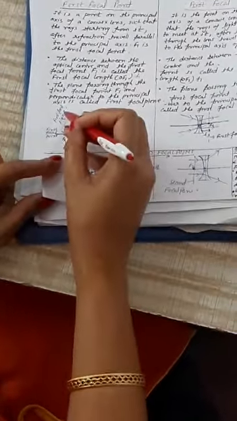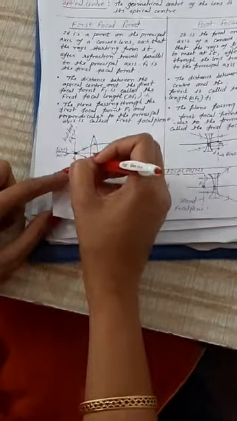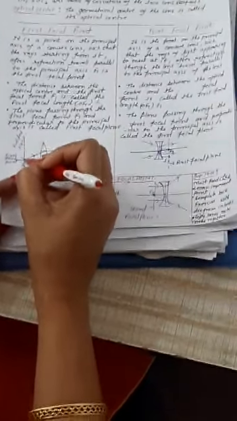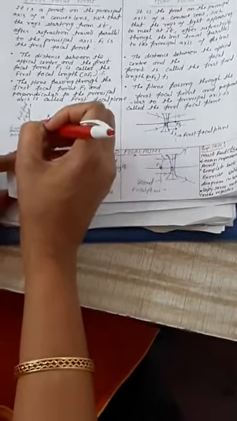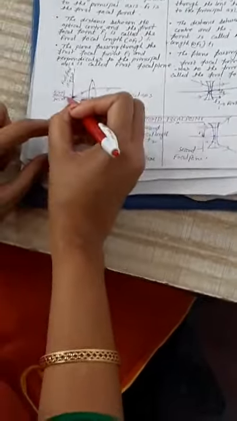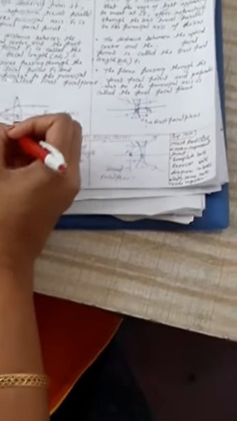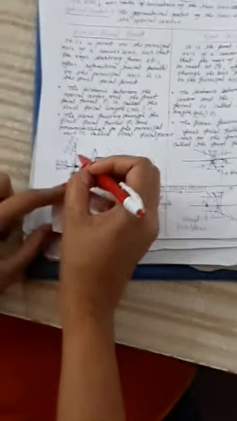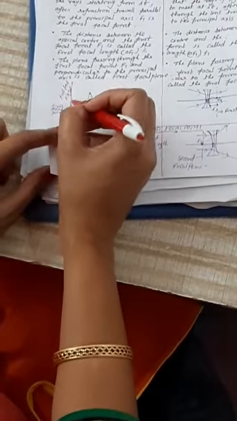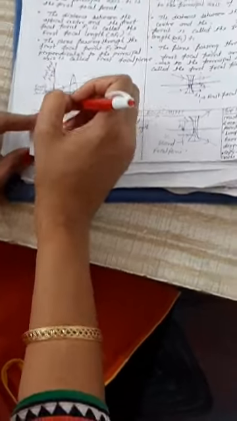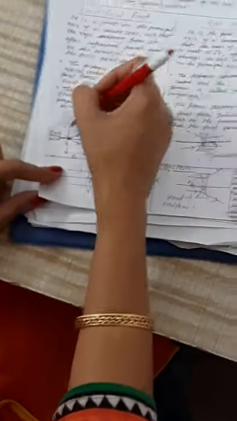A line that passes through the first focal point and is perpendicular to the principal axis. See, this line passes through the first focal point and look at this principal axis. How are they? They are perpendicular to each other. So this line is known as the first focal plane. This is for the convex lens, first focal plane.